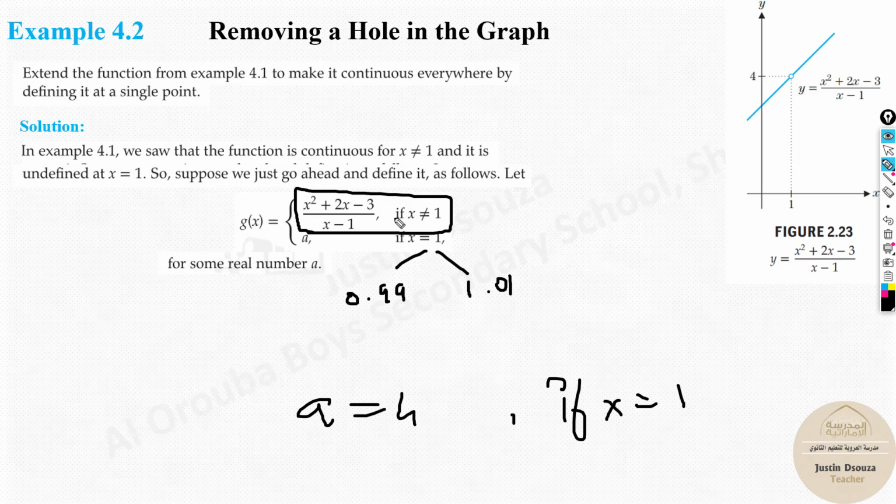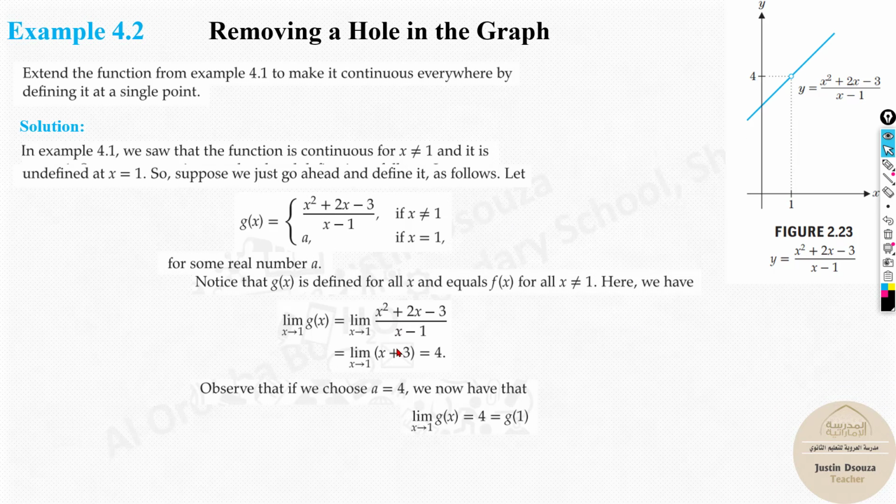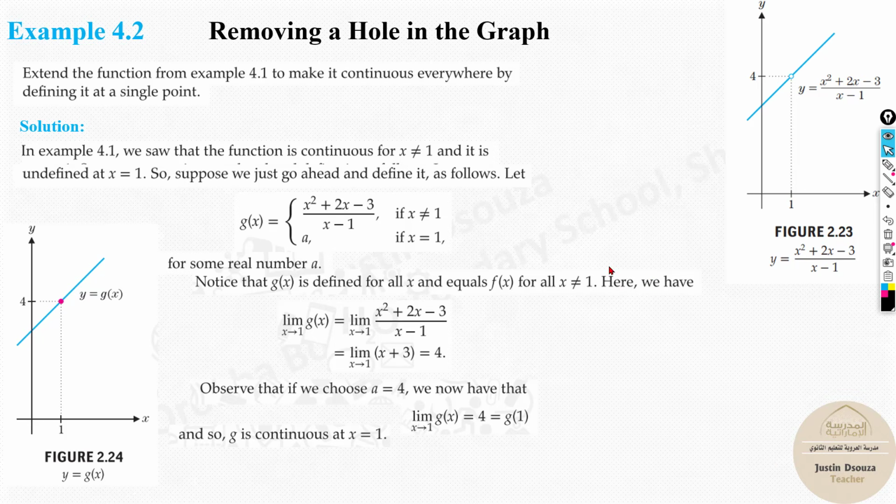You're defining this. So now it is continuous everywhere, because this was not continuous at 1, and if you consider the point 1, the answer is directly 4. You can solve it and you'll get the 4. So when you're considering g of 1, what is the answer? It's 4.